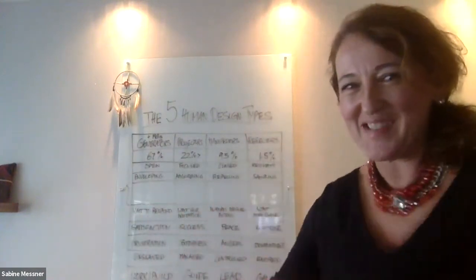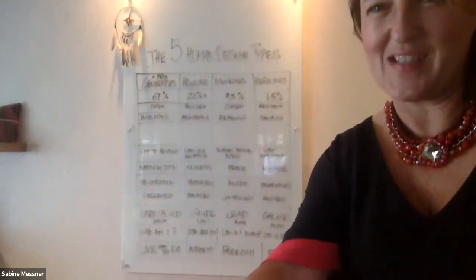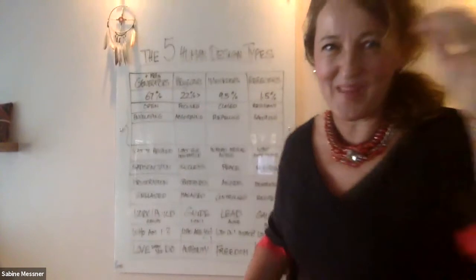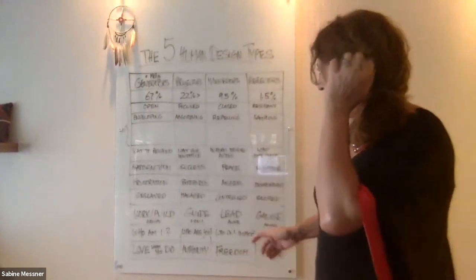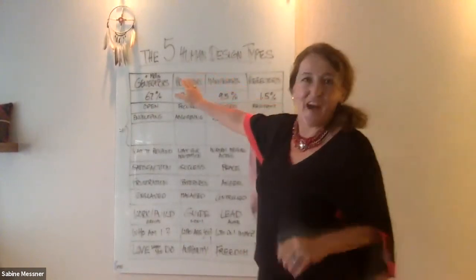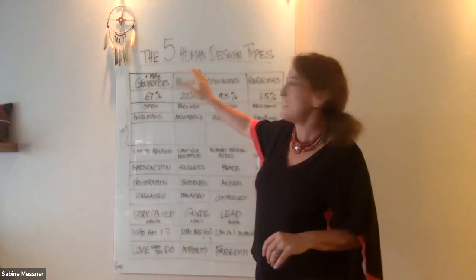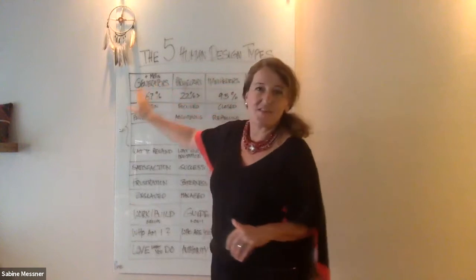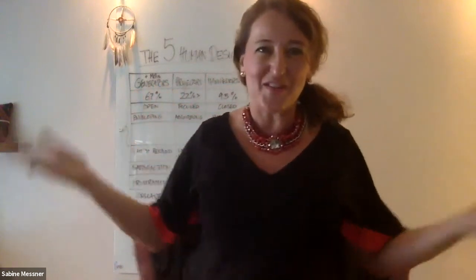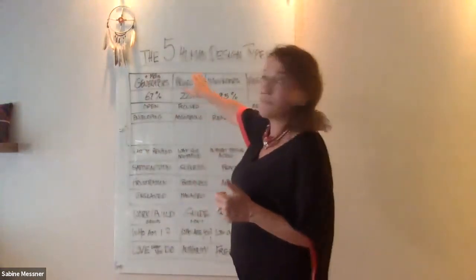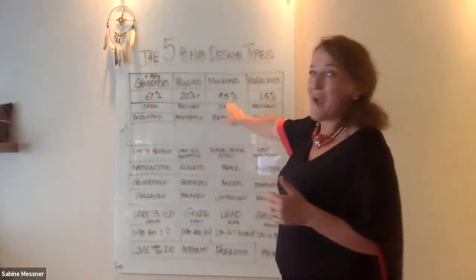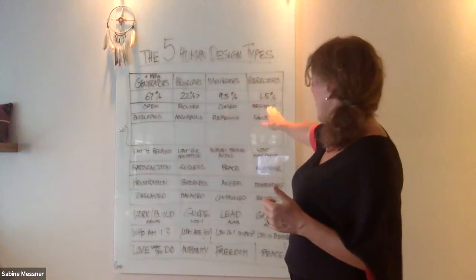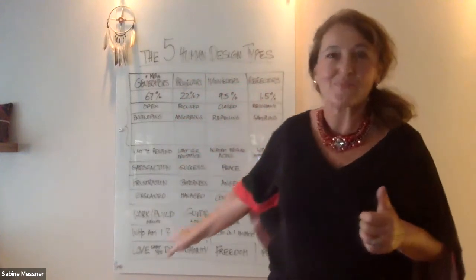So what I have done here, and I hope I can show you this, is I have used my whiteboard to write this all down. We have 5 different human design types. We have the generators, and manifesting generators are lumped into the generator statistic. We have projectors, we have manifestors, and we have reflectors.